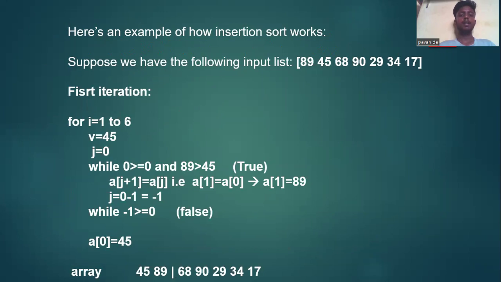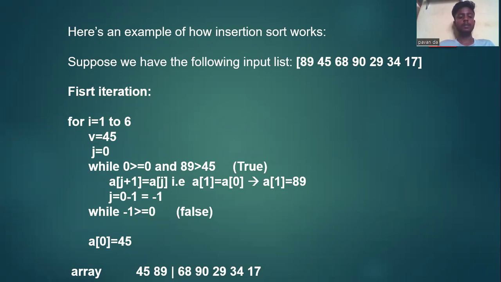Here is an example of how insertion sort works. Suppose we have the following input list: 89, 45, 68, 90, 29, etc. And here is the first iteration. For i equal to 1 to 6, v is equal to 45, and j is equal to 0. While 0 is greater than or equal to 0 and 89 is greater than 45, it is true.